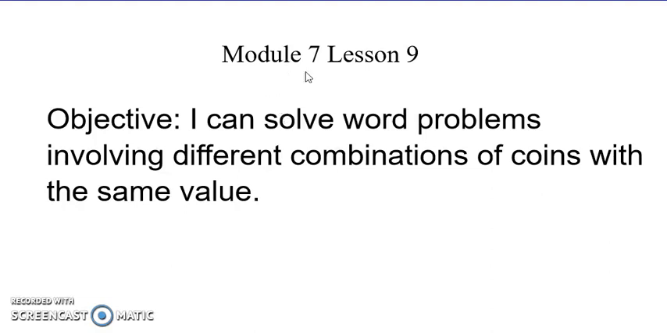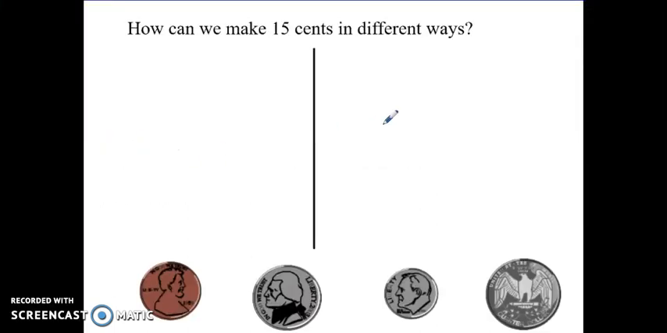Okay, today we're going to do Module 7, Lesson 9, and our objective is I can solve word problems involving different combinations of coins with the same value. So let's take a look. Our question is, how can we make 15 cents in different ways?